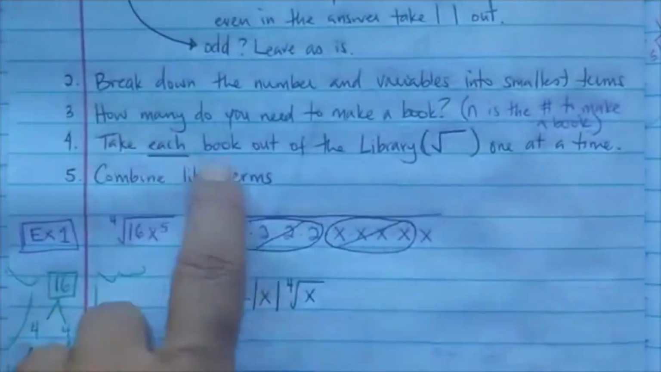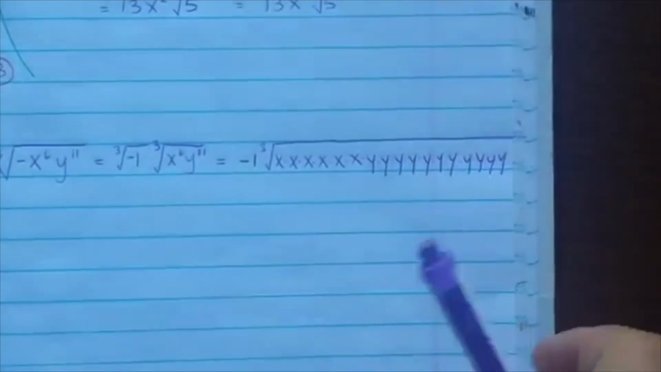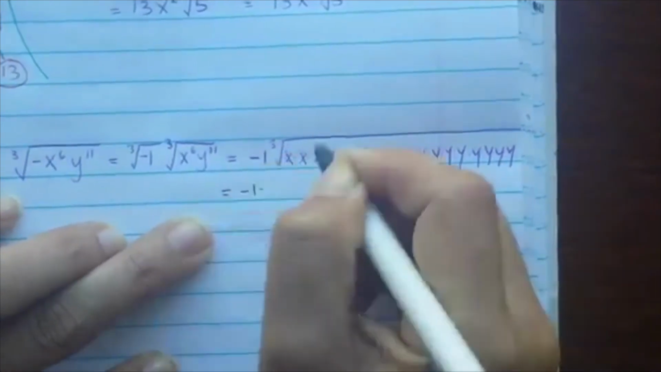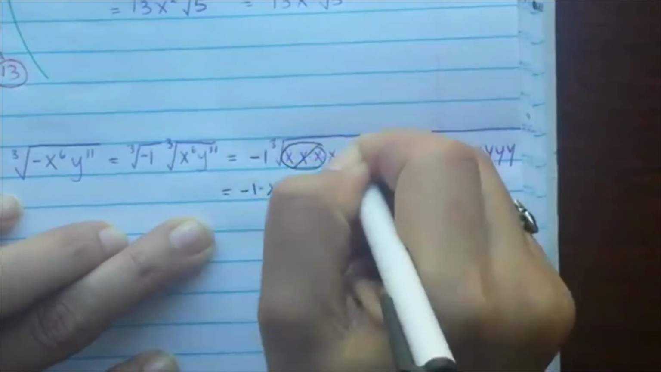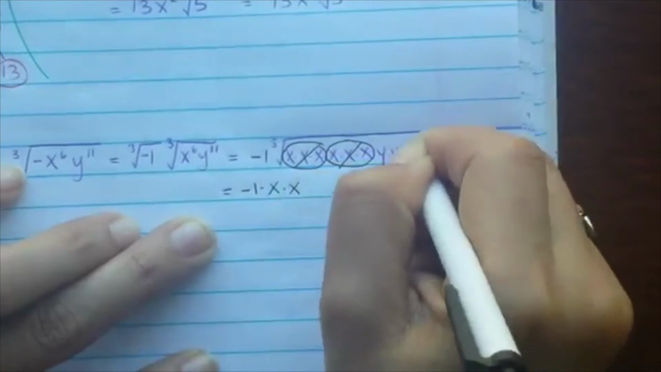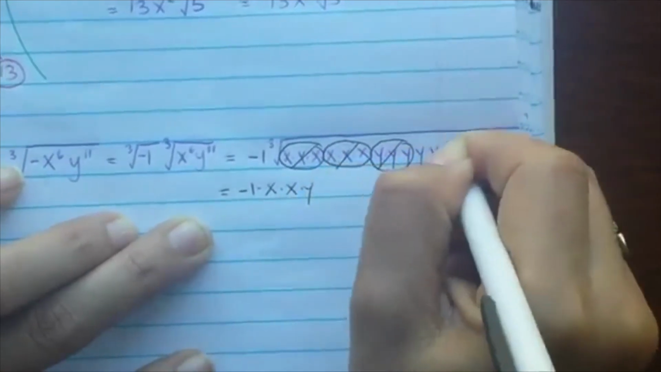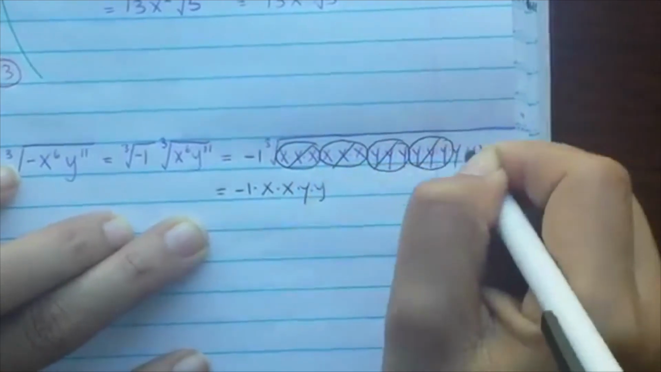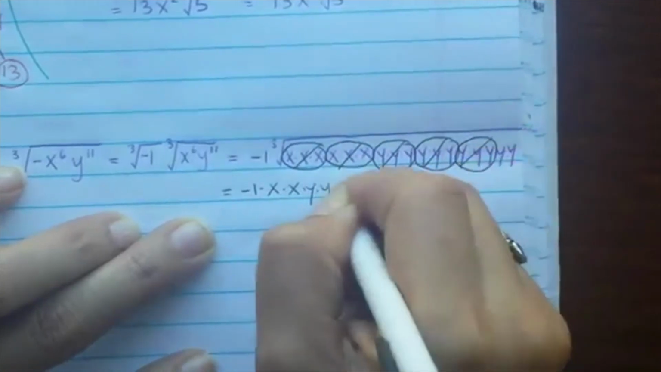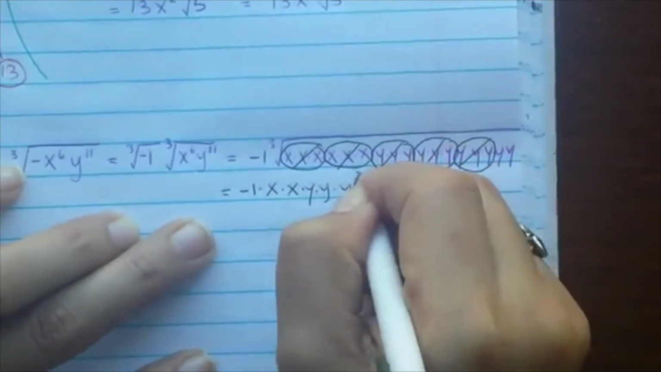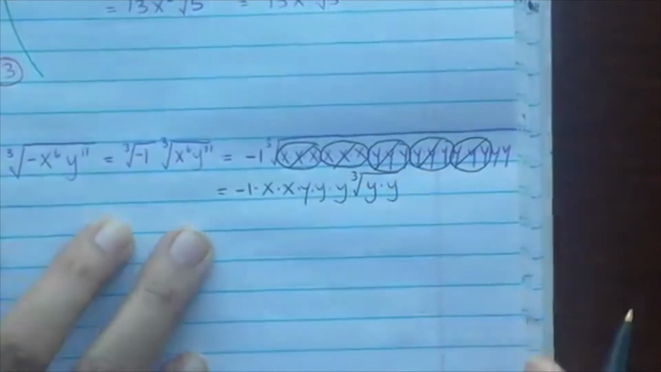Alright, now how many do we need to make a book? So we need 3 to make a book. Take each book out one at a time. So we're going to circle 3 at a time, and that's going to be a book. So we'll have negative 1 outside, and then there's one x, there's another x, there's a y, there's another y, there's another y, and we have 2 y's left inside. So you're just going to write that in as 2 y's.